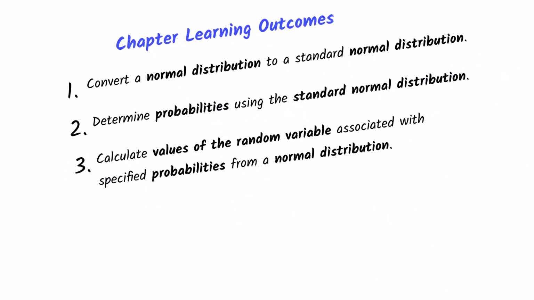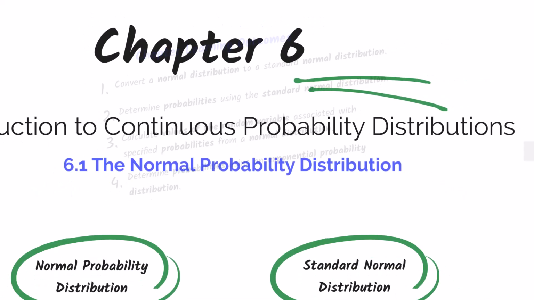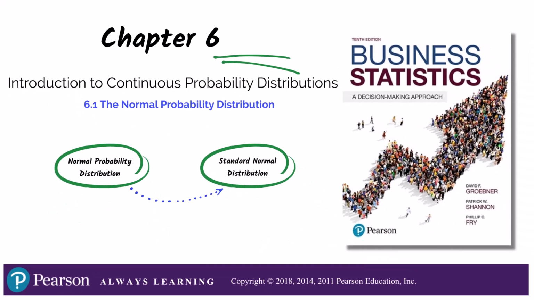So in this video, we're going to focus on the first 3 learning outcomes of the chapter, which covers the normal distribution and how to use it to determine the probability of specific events. Then in the next video, we're going to learn about the exponential probability distribution. So let's get started. The first topic will be the normal distribution.